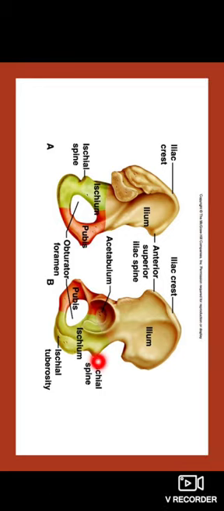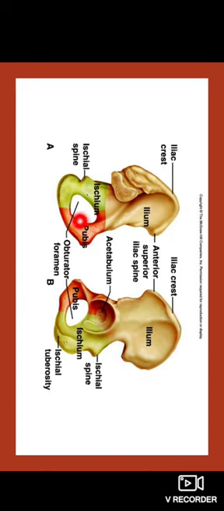Here you can see this is the gluteal surface of the ilium, posterior gluteal line, anterior gluteal line, and here comes the inferior gluteal line. This is acetabulum. This is greater sciatic notch, this is ischial spine, and this is lesser sciatic notch, this is ischial tuberosity. So, what is attachment to the ischial tuberosity? Hamstring muscles got attached to the ischial tuberosity.